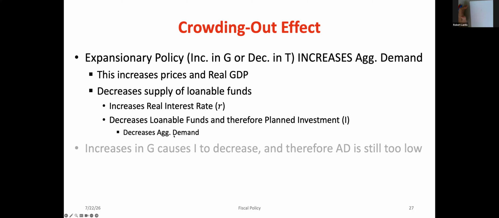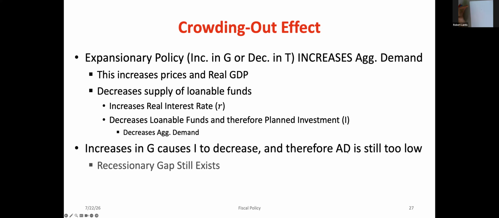I'll draw this out for us here in a second. So the secondary effect is that when I increase government spending, I'm going to cause investment into capital, or planned investment, to decrease, which will then push my aggregate demand to still be too low, and I still have a recessionary gap. Okay. So what is this going to look like? Tying in some things that we've talked about before to this module.